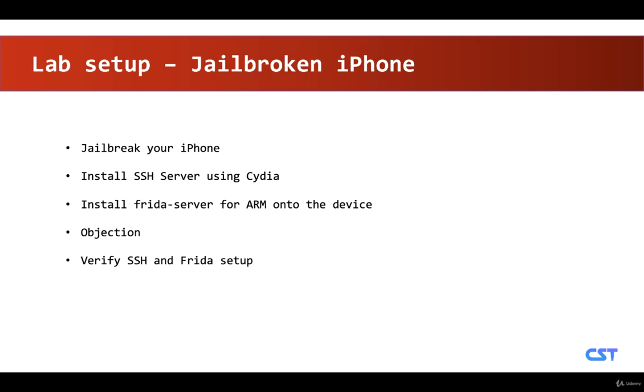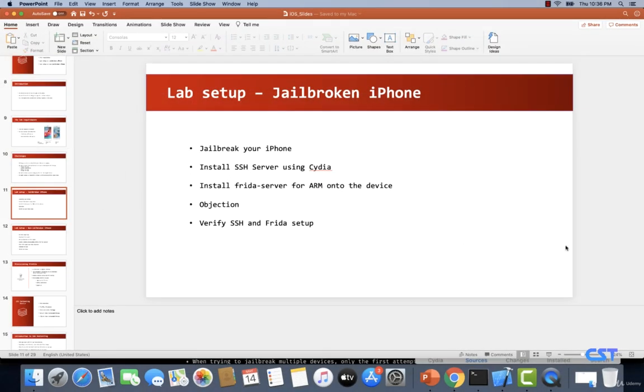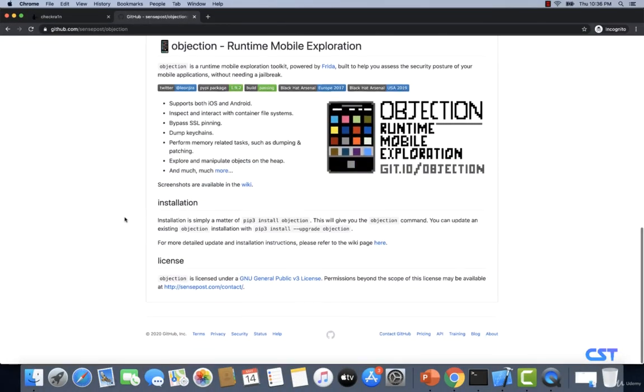Now, the reason why I have included objection here is that if we install objection on our local machine, it will automatically install Frida for us. So let's go ahead and install objection on the laptop. In my case, I have already done that, but let me quickly show you how to install that on the GitHub page. And let's scroll down.